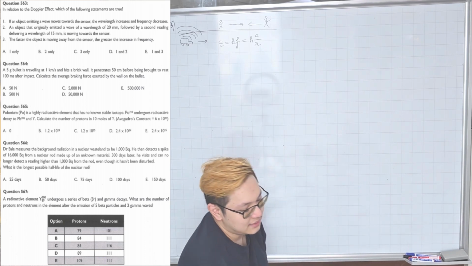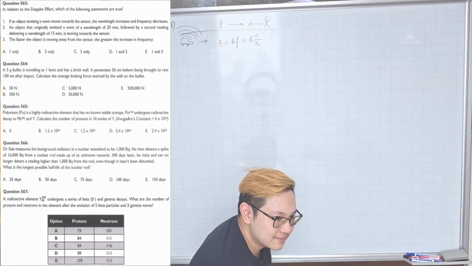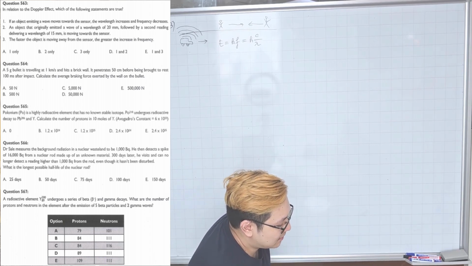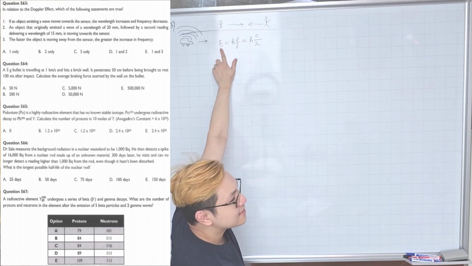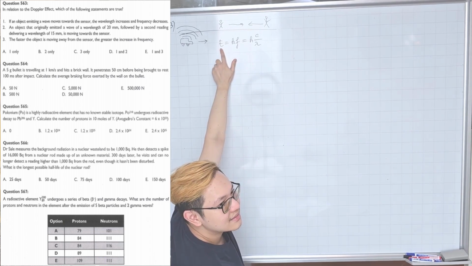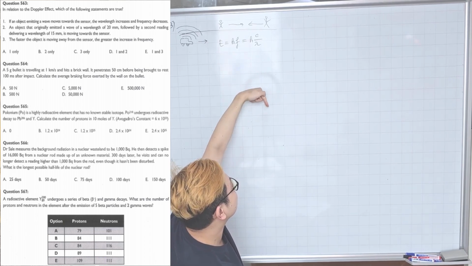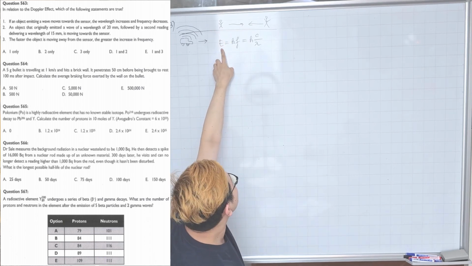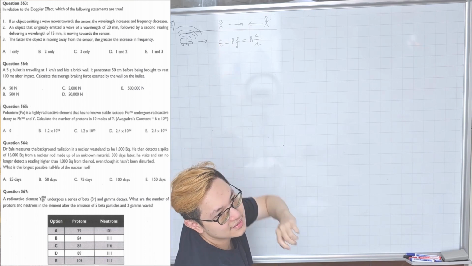So you can see here the wavelength is decreasing, right? From 20 to 15, right? So what does it mean? If wavelength decreases, it means energy is... If lambda is decreasing, the E is increasing, right? So it means it's getting louder and the object is moving toward the sensor, right?